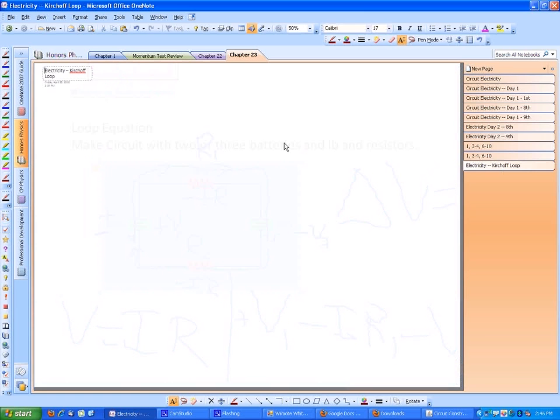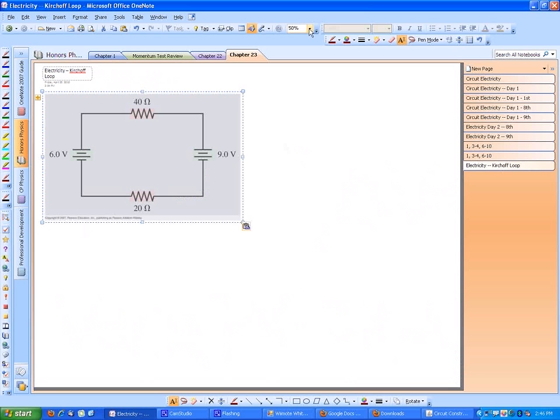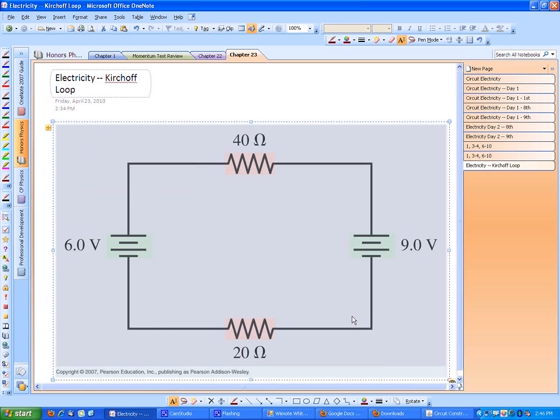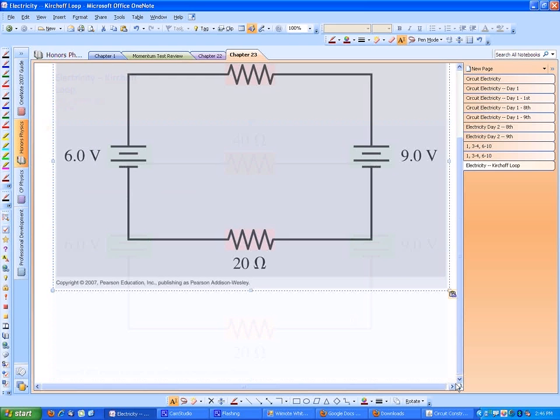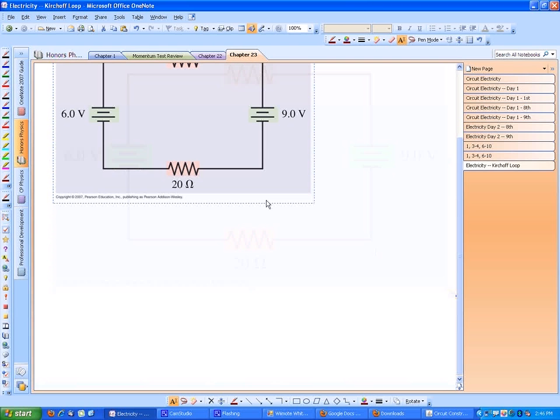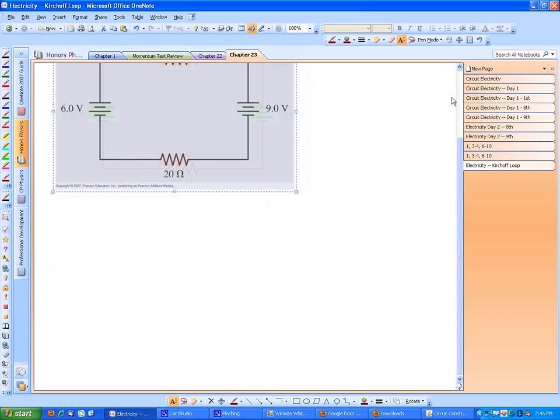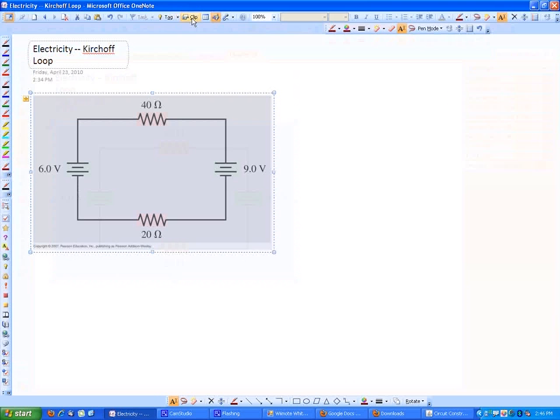The question you would ask here would be, what is the current in this circuit? Is the current in all these objects the same or are they different? Same. So we're in a single loop circuit, and that's going to mean that the current is going to be that way.